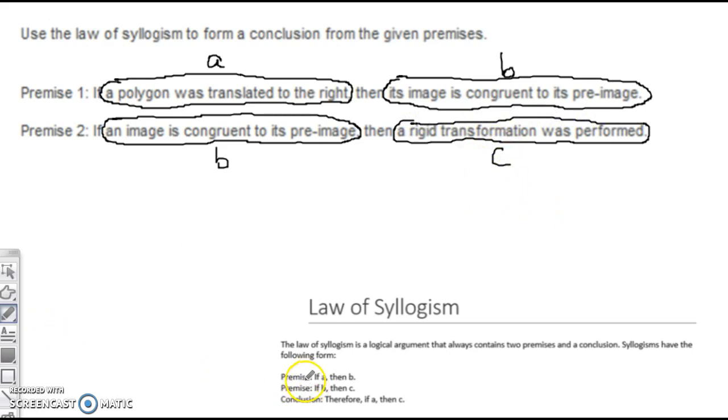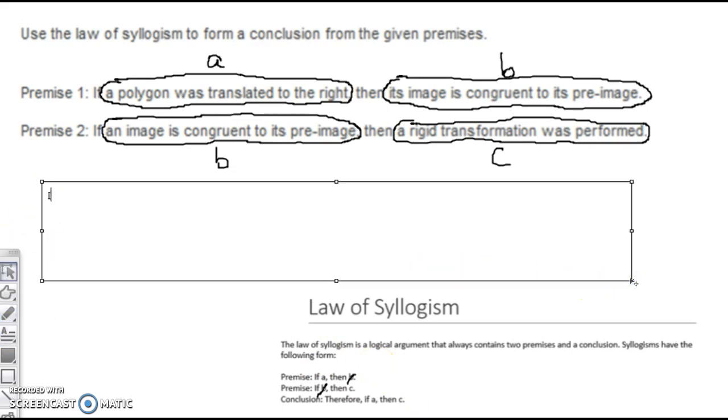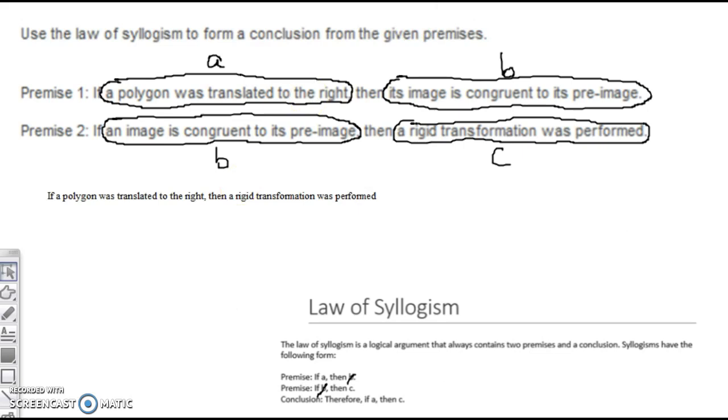The law of syllogism says if A, then B, if B, then C, and then you can cut out that middleman. You can get rid of B and just conclude if A, then C. So that's what we're going to do here. It follows our pattern. To write our conclusion, we're going to write if A, so if a polygon was translated to the right, then, and I'm going to write C, then a rigid transformation was performed. And that's it. That's going to be our conclusion using the law of syllogism.